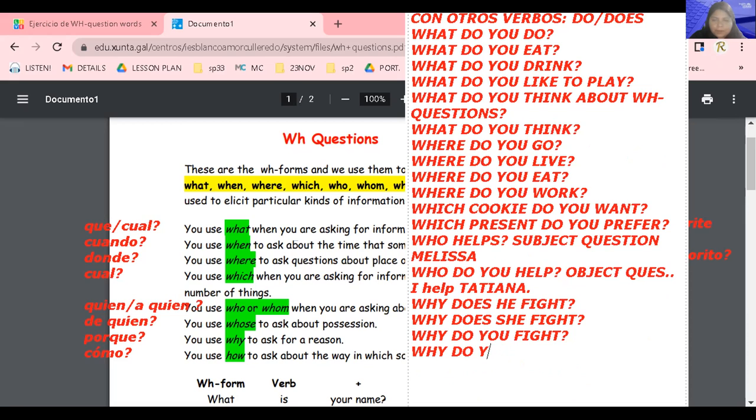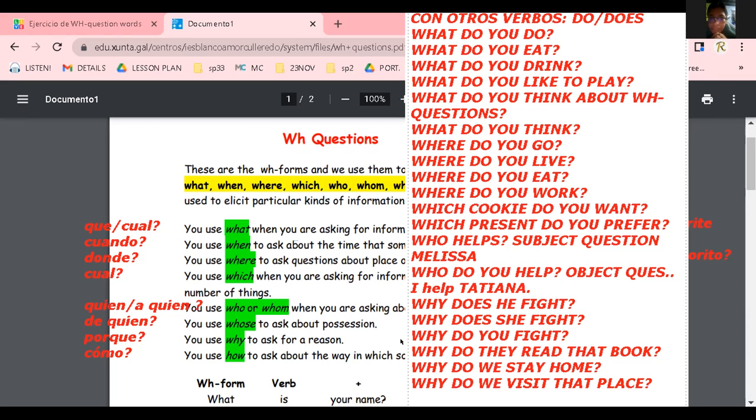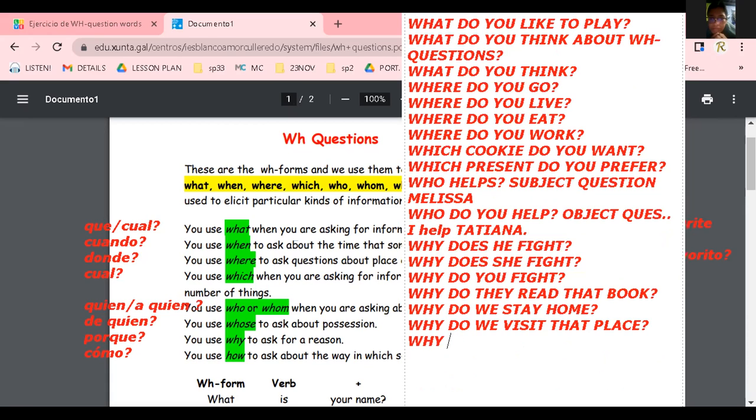Why do you... vamos a cambiarle ahí el pronombre para que no nos amarremos con el you. Pero usualmente como las conversaciones se dan, lo más común, ¿verdad? Pero ya lo utilizamos con otros pronombres. Why do they read that book? ¿Por qué leen ese libro? Why do we stay home? ¿Por qué nos quedamos en casa? Why do we visit that place? ¿Por qué visitamos ese lugar? Why does he visit that place? ¿Por qué visita él ese lugar?